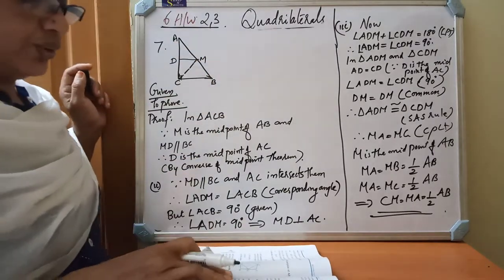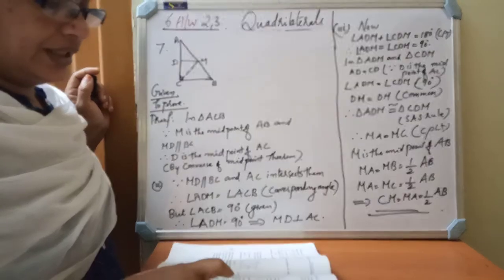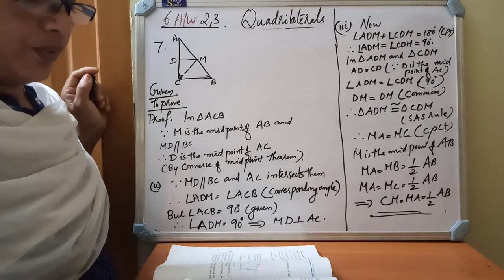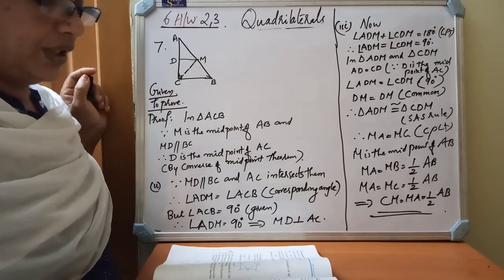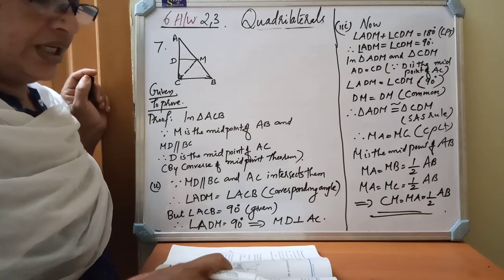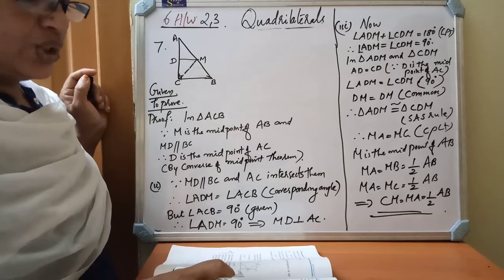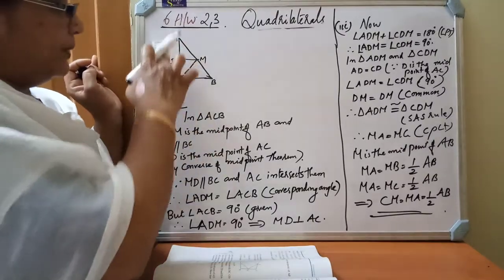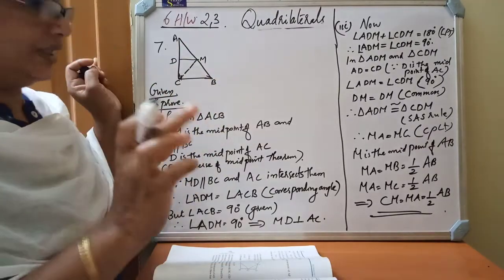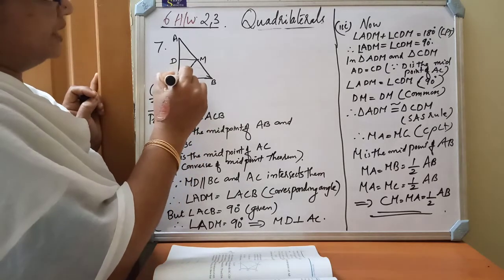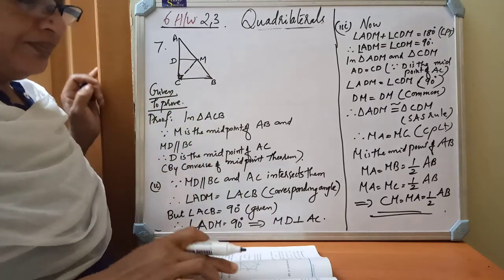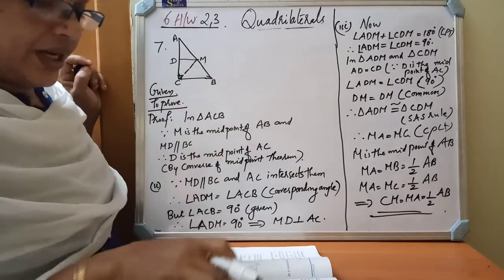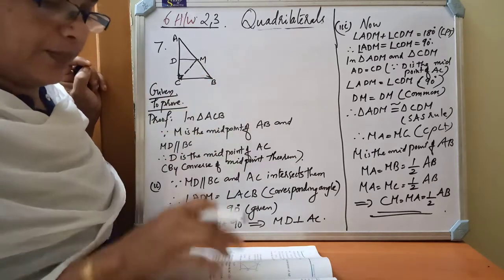So see the 7th question. ABC is a triangle right angled at C. A line through the midpoint M of hypotenuse AB and parallel to BC intersects AC at D. Show that D is the midpoint of AC. So they are given ABC is a right angle triangle, right angled at C. So I have written that C is right angled. Then AB is the hypotenuse, and M is the midpoint of the hypotenuse, they are given.